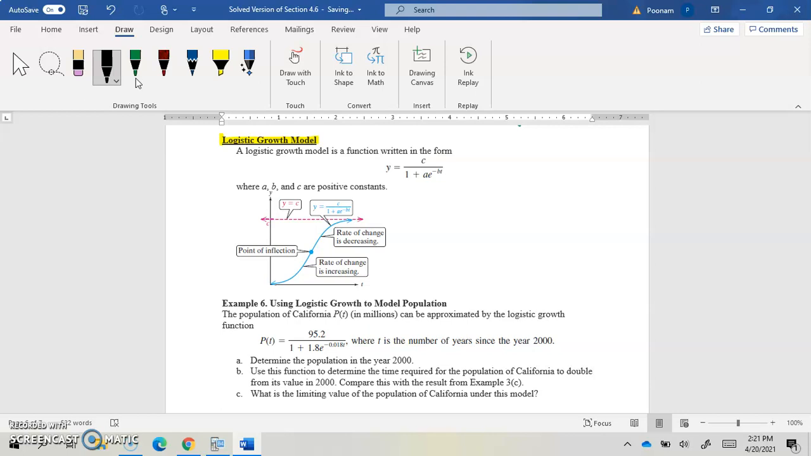So the logistic growth model is a function written as y is equal to c divided by 1 plus a times e raised to the power negative dt. It says there is exponential growth, but after a certain time it starts to stagnate because we have limited resources. It keeps stabilizing till one limit. Here in this function a, b and c are some positive constants. It says that the rate of change is increasing, but there is a point of inflection. After that it stops increasing that fast.